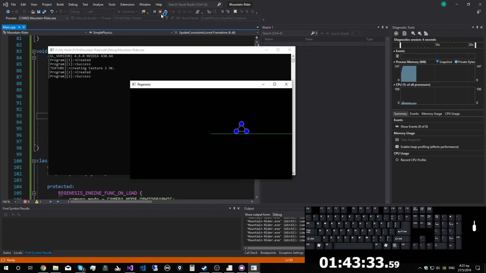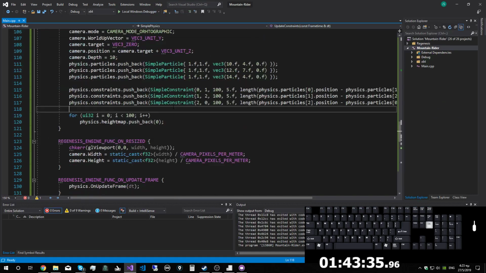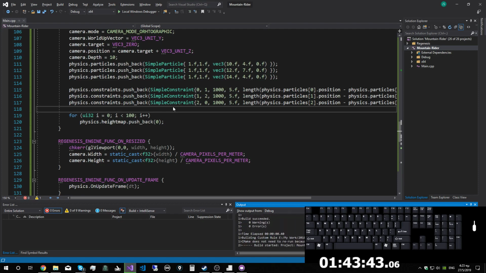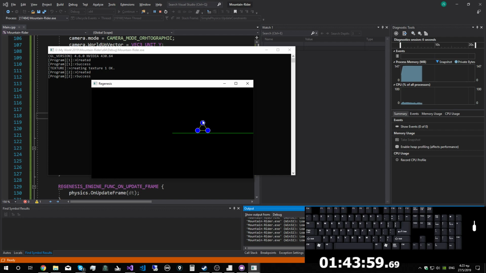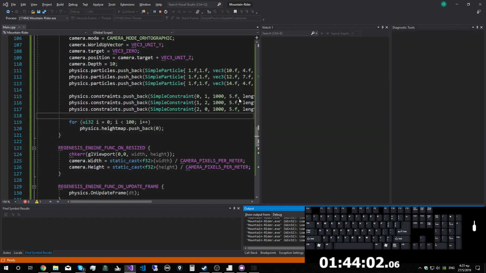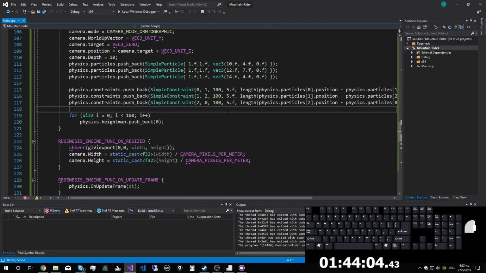Yeah. Even if we increase the strength of the strings, it will still be smooth. Yeah. It comes to a rest much faster. But there is a problem with this method. And it is a very sneaky problem.